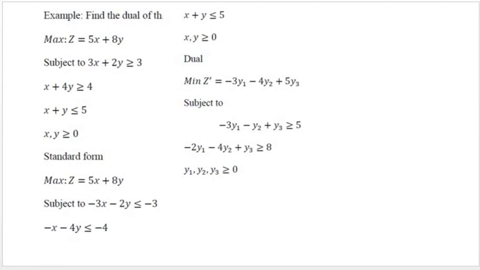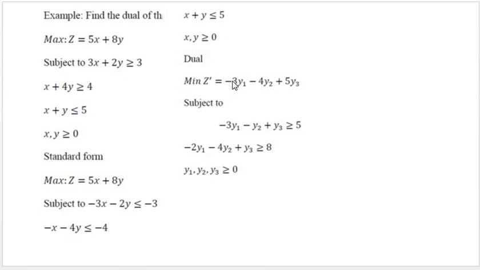Now write the dual. Minimize Z dash equal to minus 3y1 minus 4y2 plus 5y3. So minus 3, minus 4 and 5 correspond to the RHS values in the constraints, and consider the constraints in the dual. For that, look at the coefficients of the objective function. Coefficients are 5 and 8, and in a minimization problem all constraints must be of greater or equal to type.